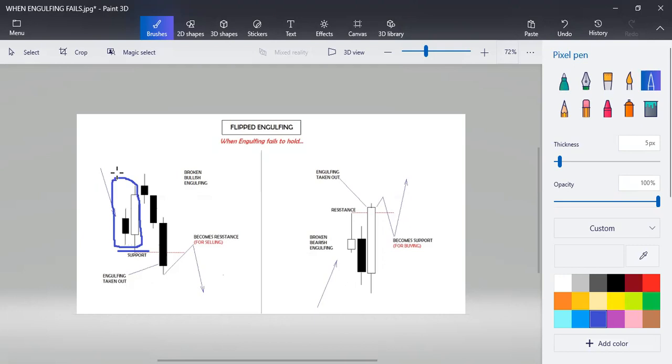Which will be flipped or exchanged for selling. So we now say support has become a new resistance. Once this level of support of the previous engulfing pattern has been taken out, it turns into a new resistance for selling. So that means this is a broken engulfing, or failed engulfing, or flipped engulfing, whatever term you use. The engulfing has failed to move higher, because the purpose of this engulfing is to move price higher, right? But it failed at the top. It's a failed engulfing pattern.